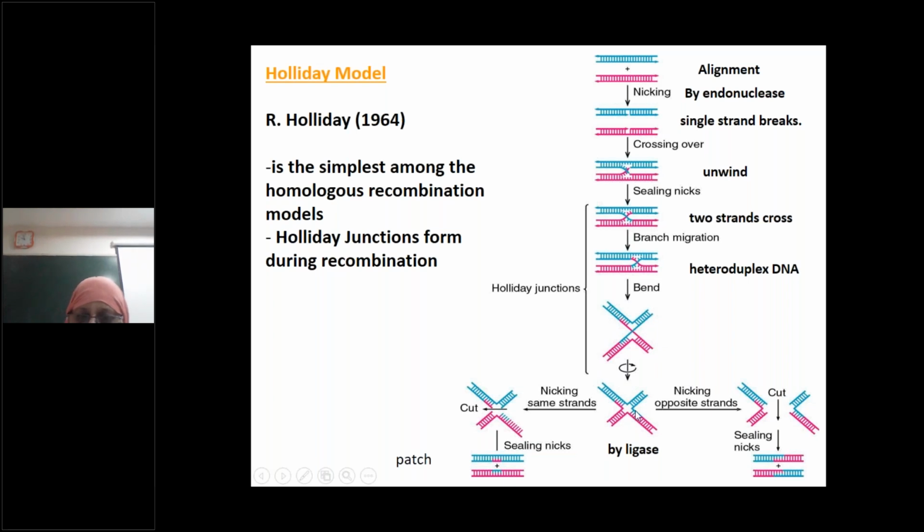And then a nick can occur, a horizontal cut can take place. So you can see, if a horizontal cut takes place, it can take place here, or a vertical cut can take place. Then the ends will be sealed by ligase. So here you can see this is the end result if it's a horizontal cut, or if it's a vertical cut, this is the recombination model that can occur of the DNA molecules.